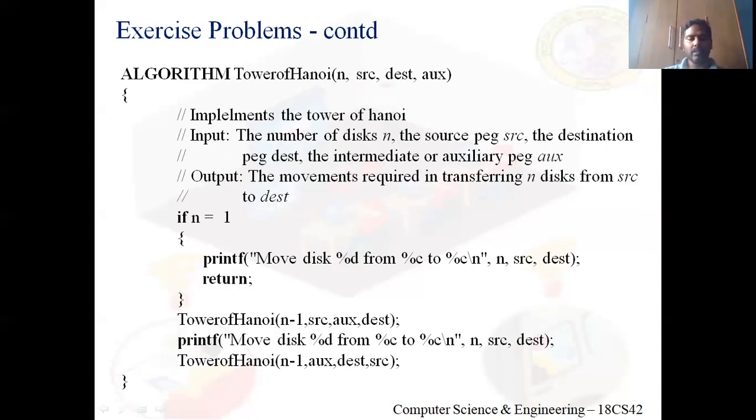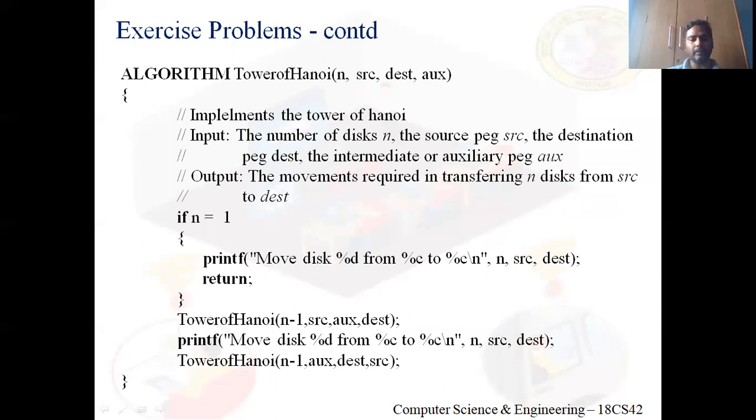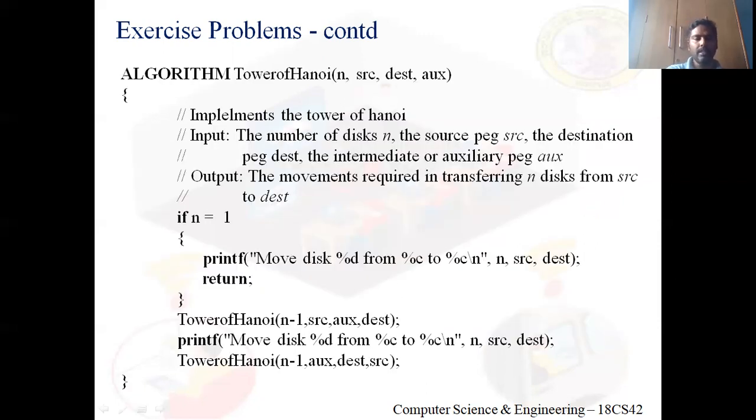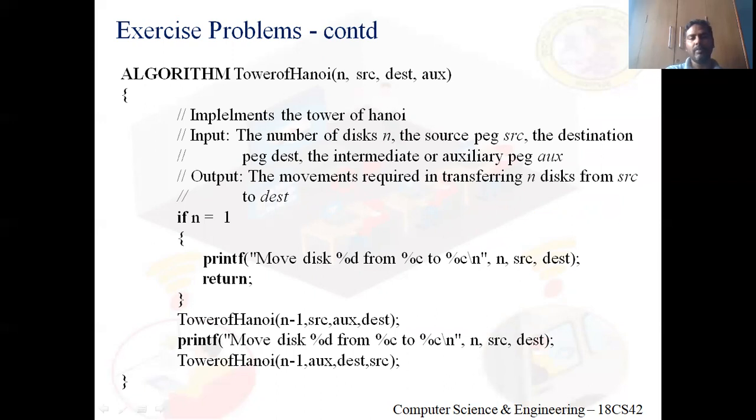Otherwise, if n is not 1, in the else part what do I need to do? First, what I have done in this figure, the top n-1 disks I moved from source to where? Auxiliary. So tower of n-1 from source to auxiliary. In the second step, I moved the bottommost disk from source to destination. Print move disk D from source to destination. This represents that step. Next step, again the top n-1 disks from auxiliary to destination. Tower of n-1 from auxiliary to destination.